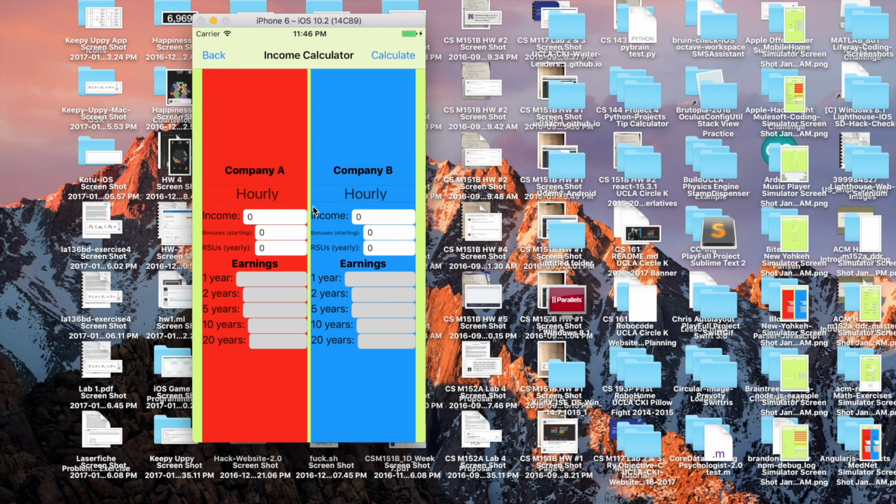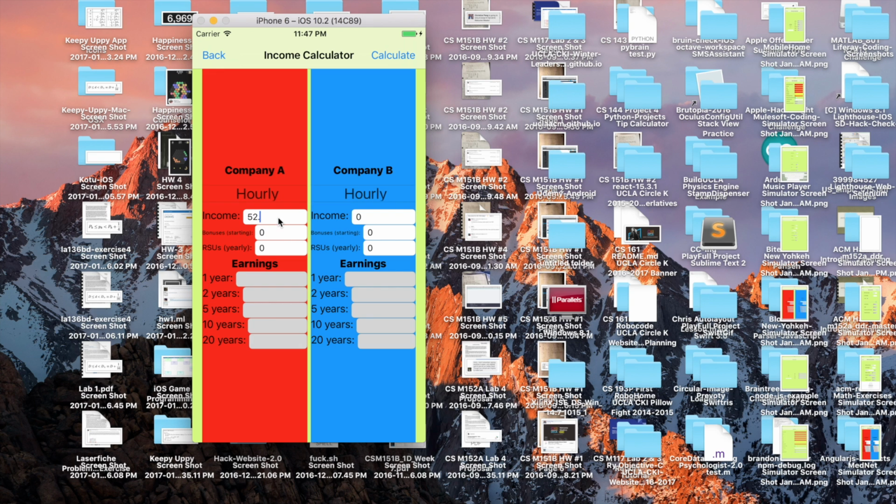This is by far my favorite feature of the app. The income calculator. It allows you to compare the salaries of 2 job offers that you would receive. And the cool thing about it is you could compare metrics across hourly, monthly, and yearly salaries. So let's start with hourly. Let's say company A offers you $38 an hour.